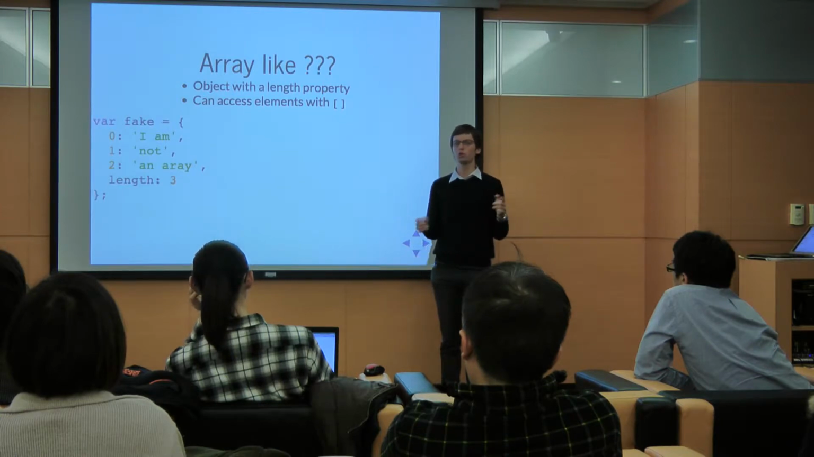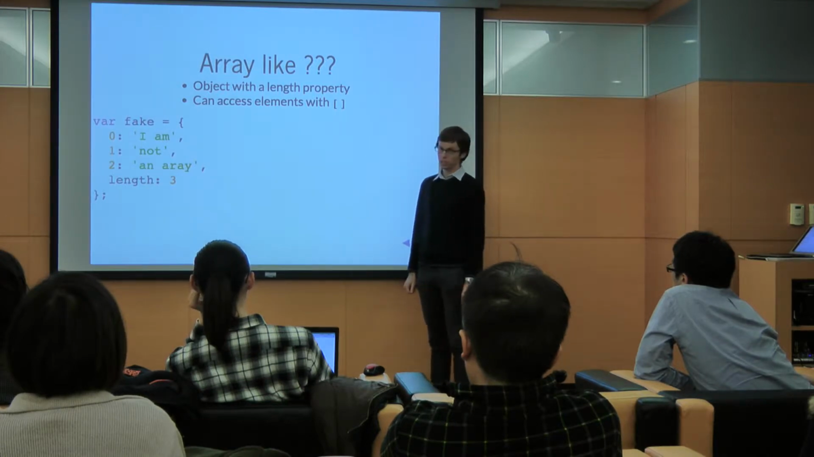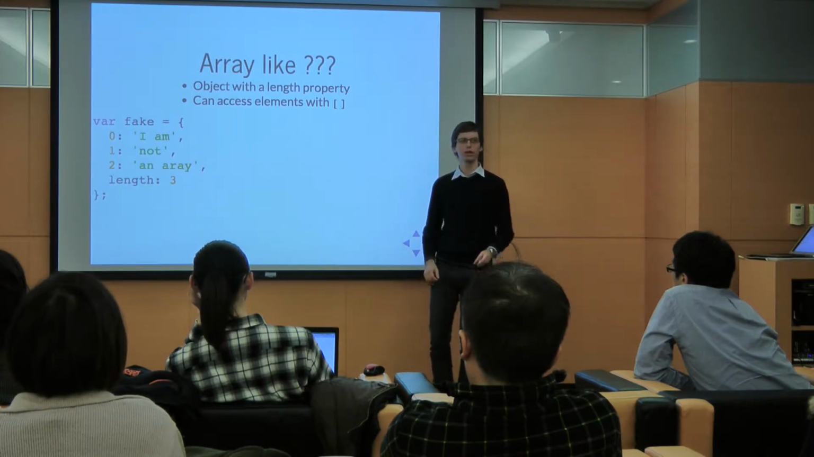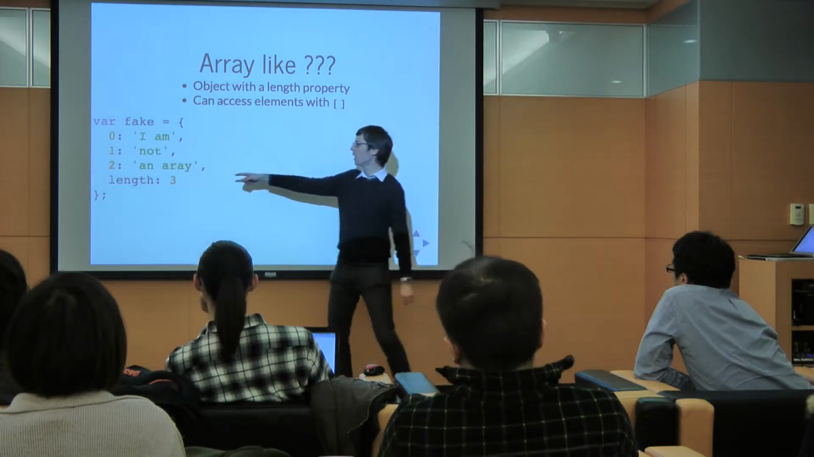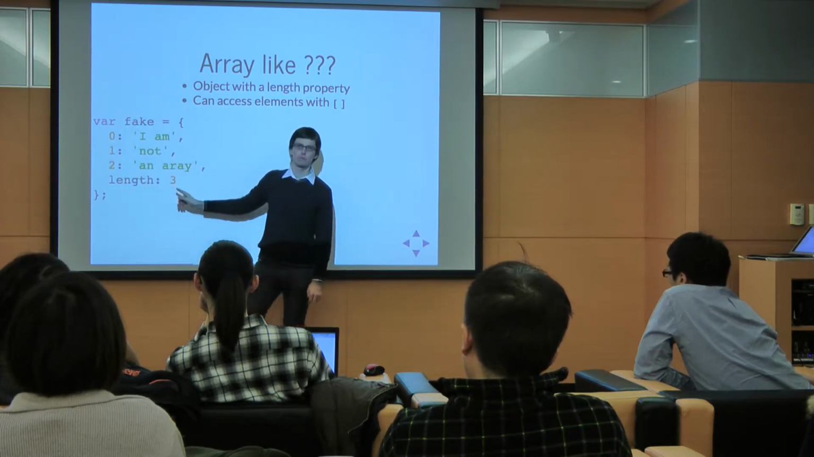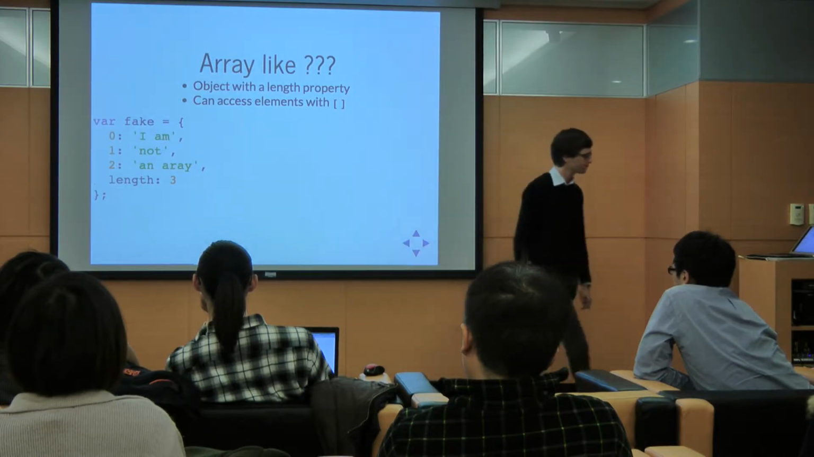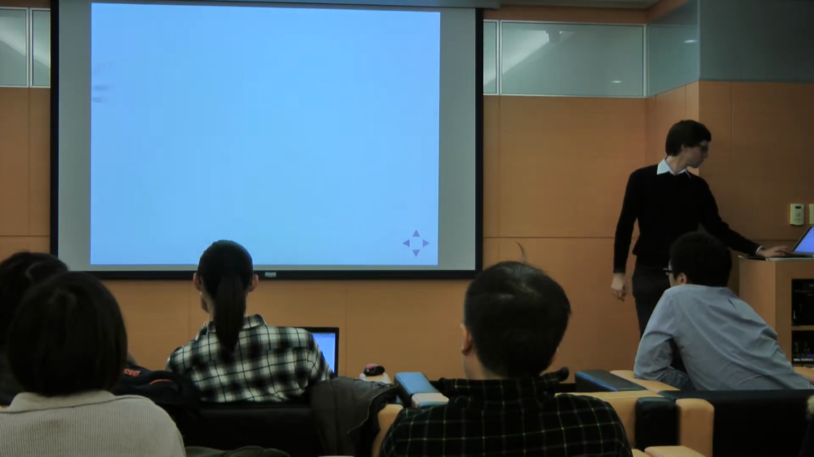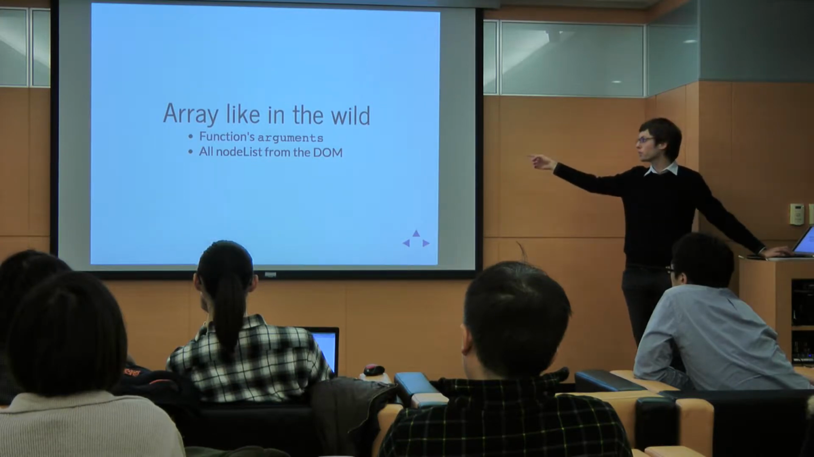And so that's why the DOM doesn't have true arrays. So basically an array-like is an object which looks like an array, which acts like an array, but which is not an array. Basically all the elements are indexed with numbers, and there is a length property. This is enough for JavaScript to consider this object as an array-like. Yeah, so the arguments in functions are an array-like, and so are all node lists from the DOM.